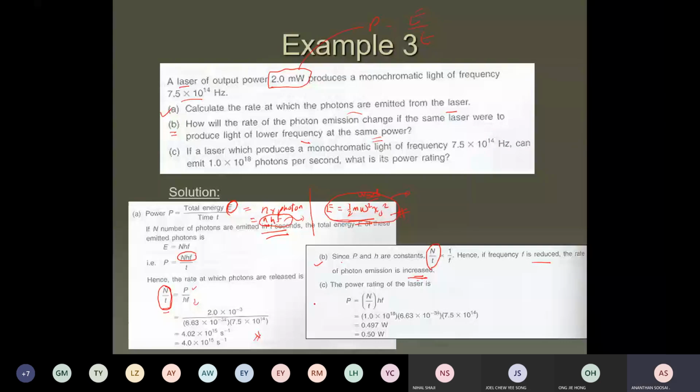So third, if a laser which produces monochromatic light of this frequency can emit this many photons per second, what is its power rating? Frequency is given, and N over t is given. And h we know, the Planck constant, so you can get the power. Okay, any question from this slide?